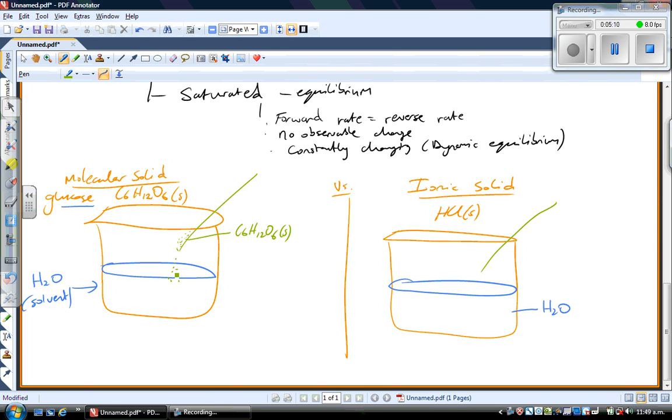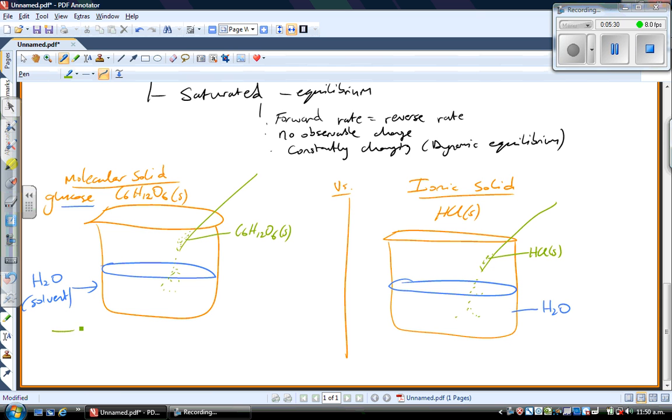Dropping it into our aqueous solvent. Over here we have some solid HCl, if that were possible to get your hands on, and we're again dropping it into our H2O solvent. Now what happens after this point is quite different for both solids in question.